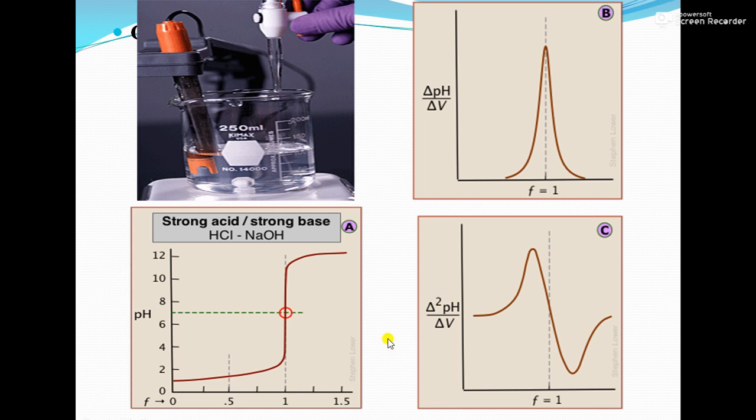And this is the diagram of the electrodes dipped in the beaker. So that's it for pH metric titration of HCl versus NaOH.